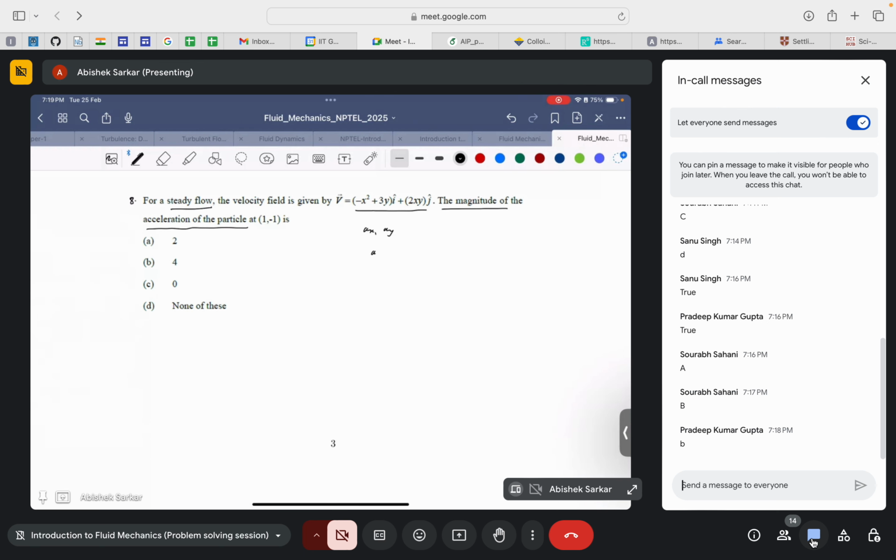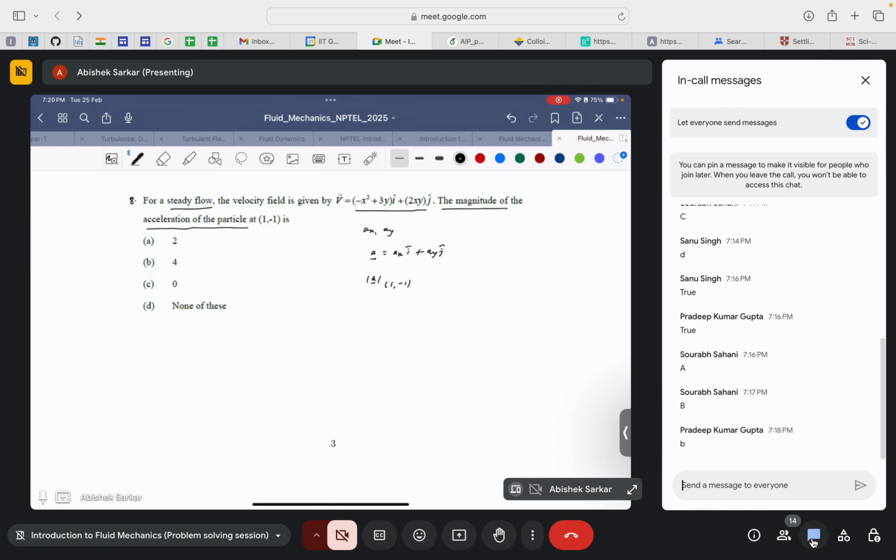So I will give you a hint. A is given by ax i cap plus ay j cap. You need to find the modulus of a at point 1 and minus 1. So this is a lengthy question, so I'll give you say 5 minutes to try to solve it, then you can let me know.